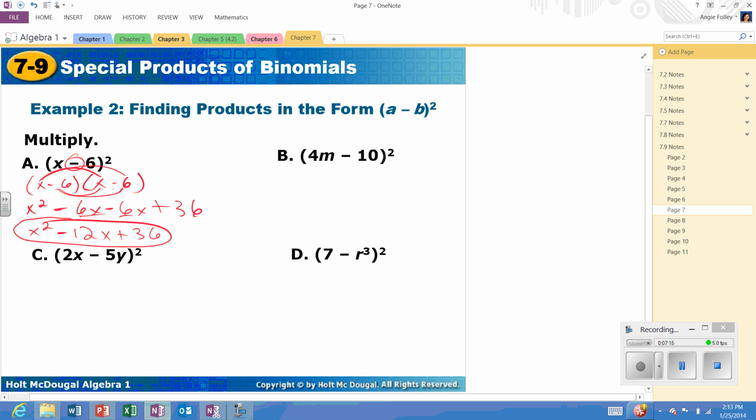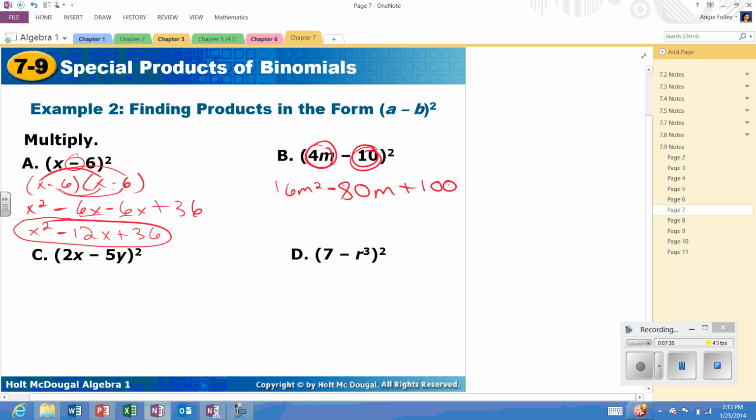Okay, let's do the shortcut on this next one. So it's going to be the first term squared, so 16m squared. Then this term times this term with a minus sign. So that's going to be 40m, but we have to double it. Okay, the middle term is doubled, so that's going to be 80m. And then plus, always plus, even if there's a minus sign here, the last term squared. So that becomes 100.